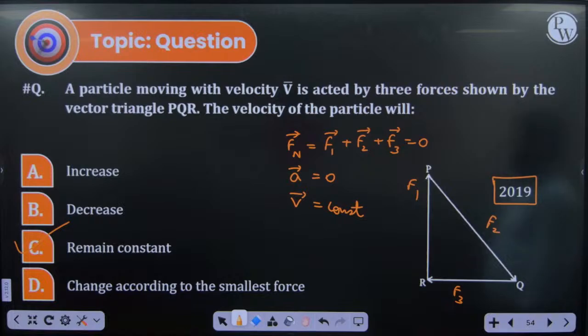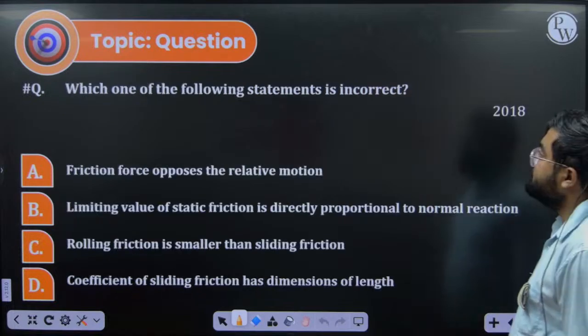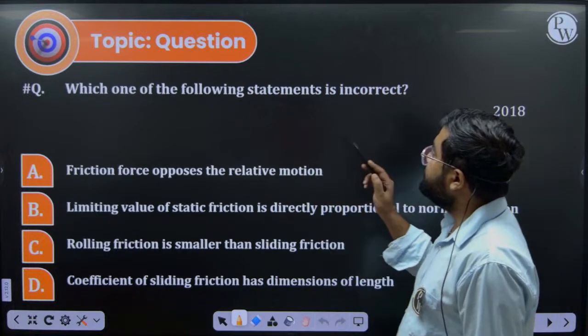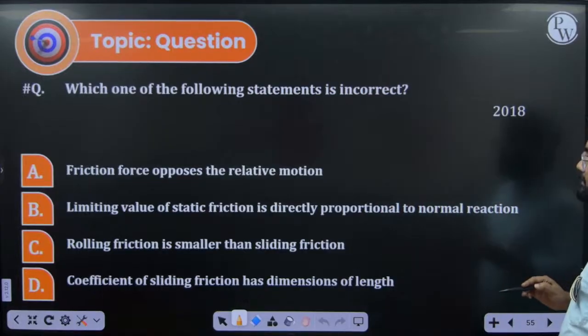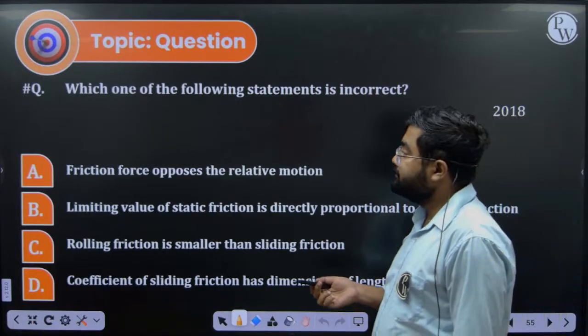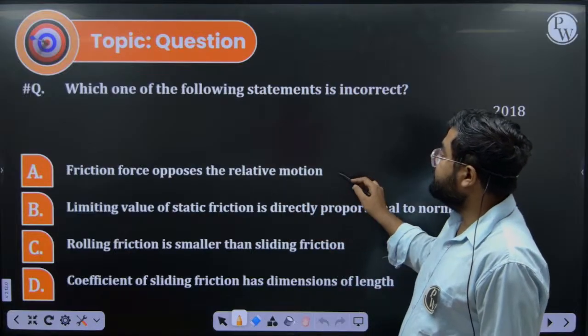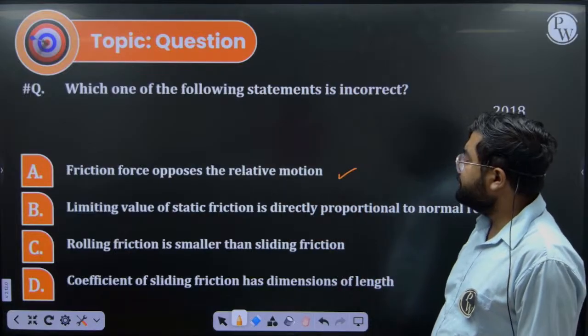All right. Moving to the next question. Which one of the following statements is incorrect? Incorrect statement: friction opposes the relative motion. This is correct. We saw this.